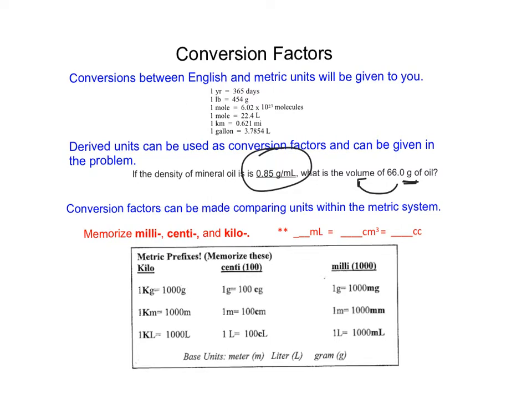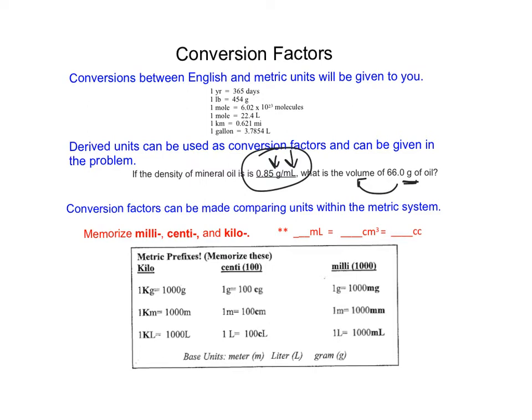You can identify it pretty early on as a conversion factor because it has two separate units, grams and milliliters. That's your clue that that number there is just a conversion factor. So we'll give those to you in problems as you need them.